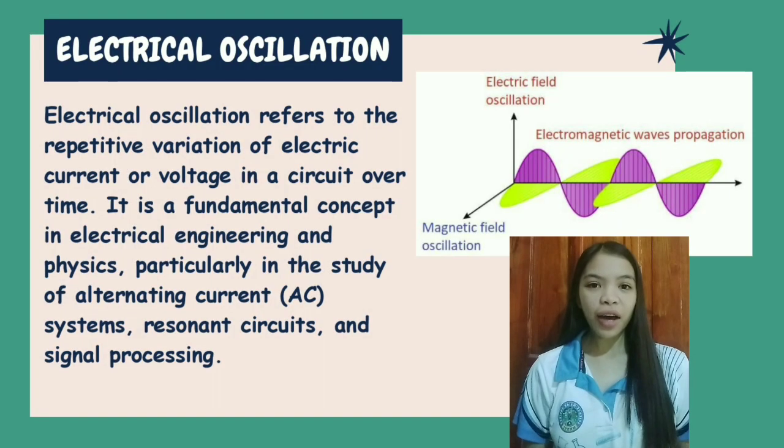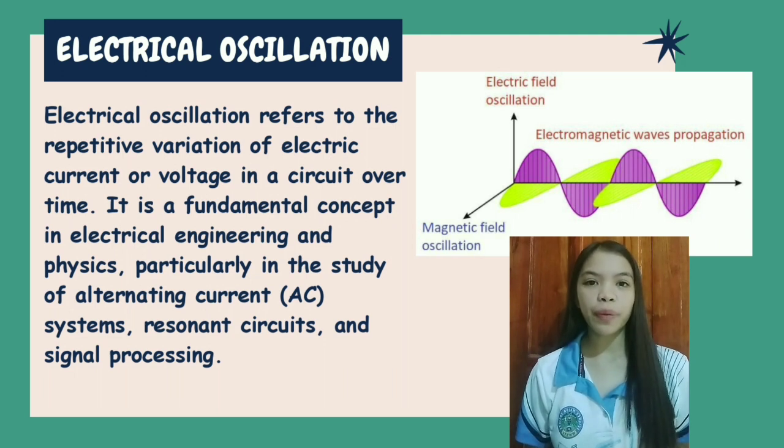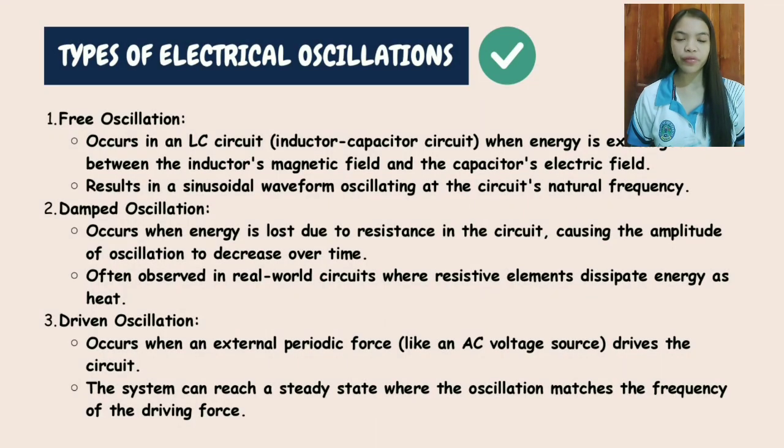Now let us know what is electrical oscillation. Electrical oscillation refers to the repetitive variation of electric current or voltage in a circuit over time. It is a fundamental concept in electrical engineering and physics, particularly in the study of alternating current systems, resonant circuits, and signal processing.